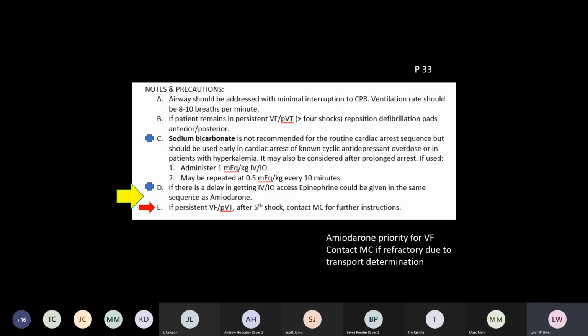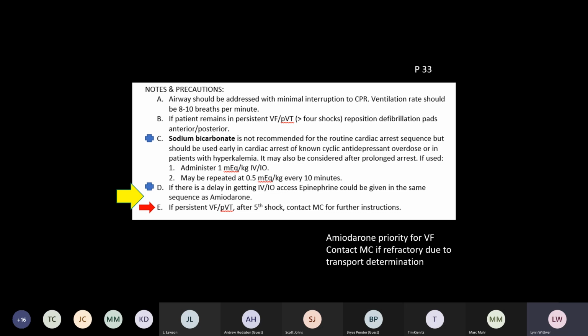But if they start out in the anterior-posterior position and we end up with more than 4 shocks, persisting Vfib or pulseless VTAC, then we need to try to change the vector of shock, which would be simply going to the standard chest placements, or vice versa.